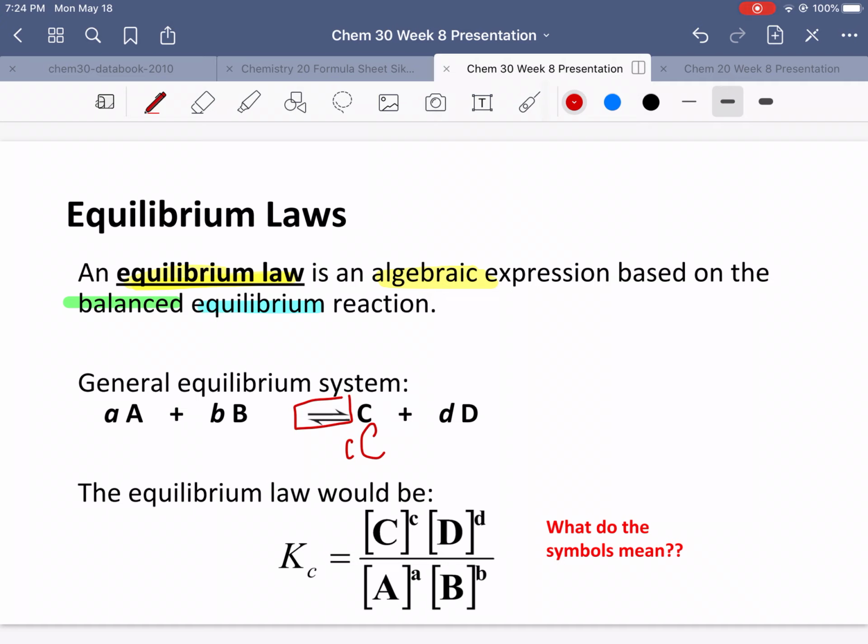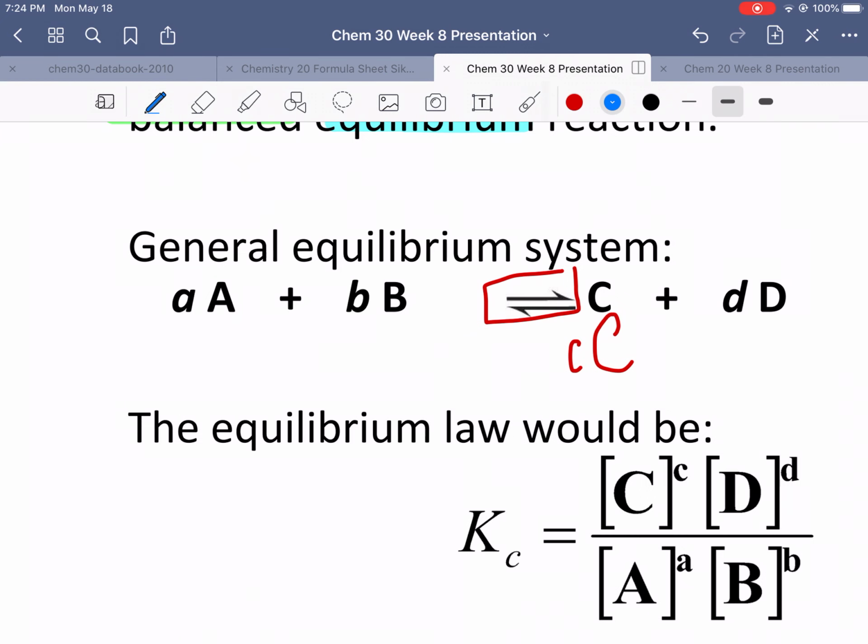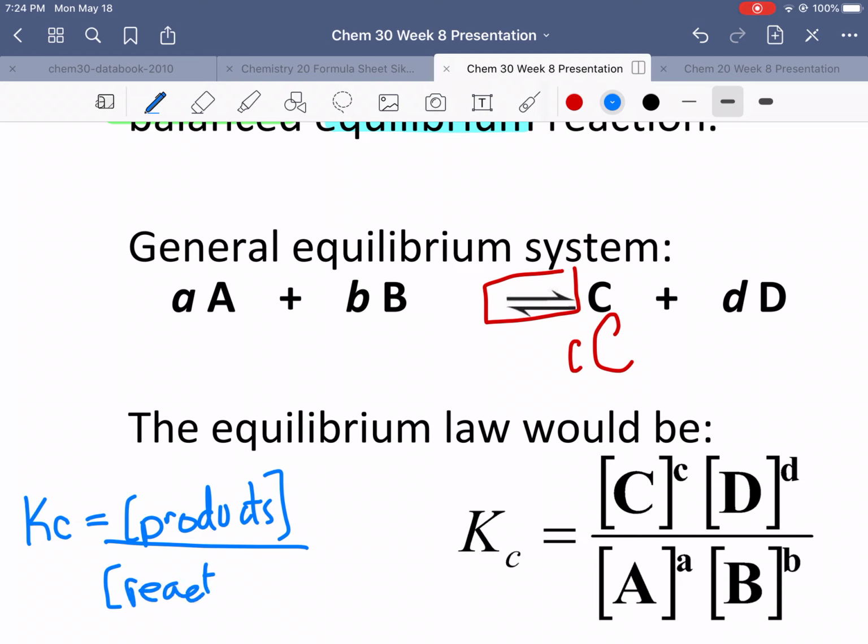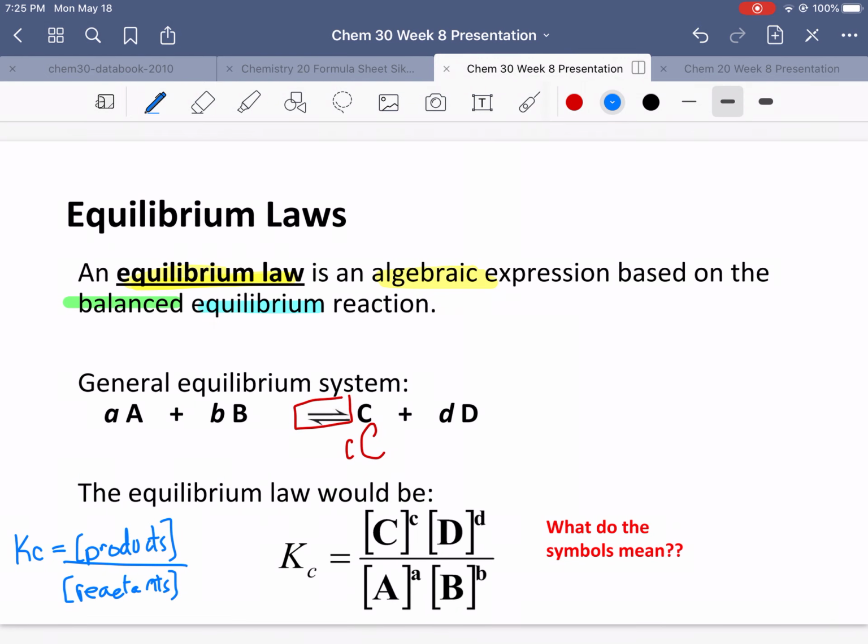But ultimately, the way this equilibrium law is formed is it's always going to be that Kc, which is representative of the equilibrium constant, equal to the concentrations, and this is important, of the products on top, that's going to be your numerator, always, divided by the concentrations of the reactants, which is your denominator. Notice the square brackets representative of concentration.